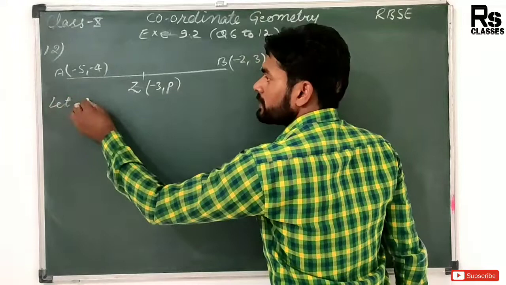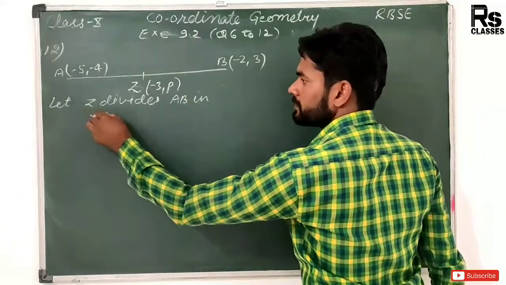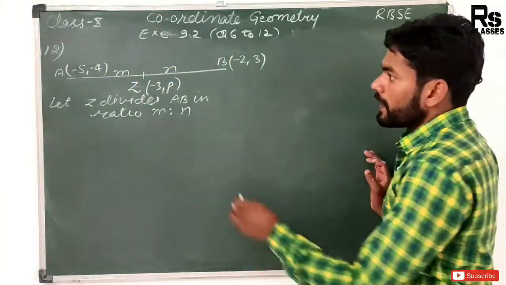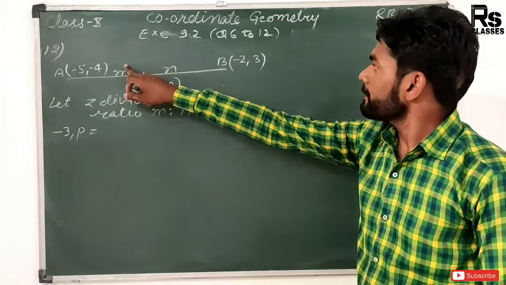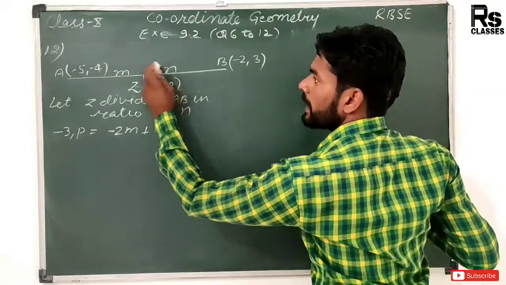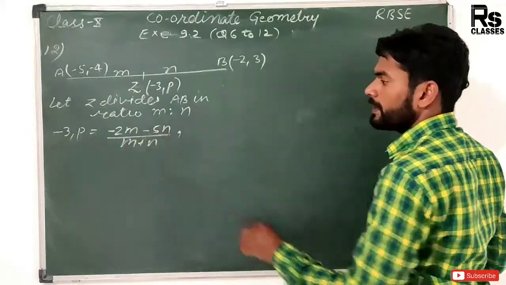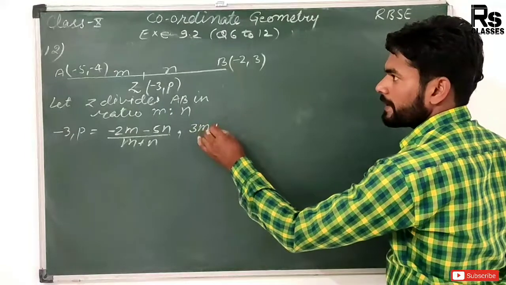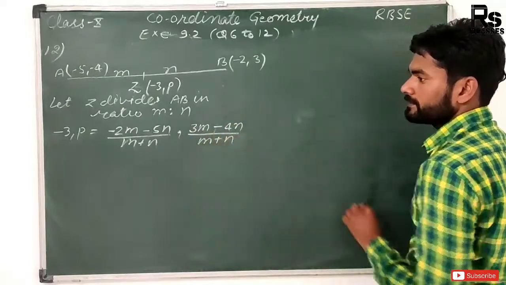So let Z divide AB in ratio m ratio n. M and N. Now for this point, use the section formula: -3 comma P is equals to m into -2, so -2m plus n into -5, that is -2m minus 5n upon m plus n, comma, m into 3, so 3m, n into -4, minus 4n upon m plus n.